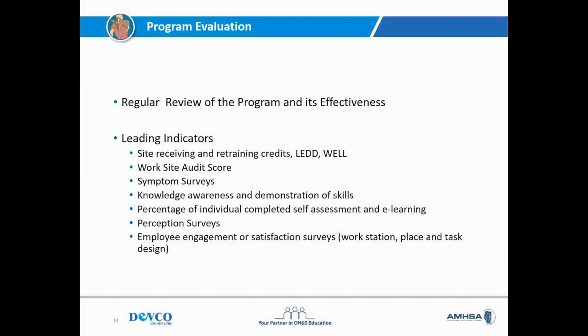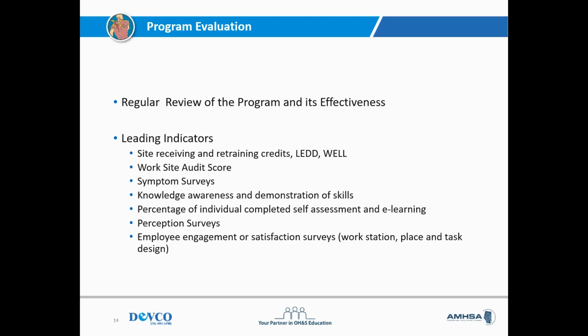So those are kind of the main elements that I would look for in a program. When we look at evaluating a program, there are different things we can look at that would be more leading indicators. So, things like getting credits for LEED or WELL. These are different classifications for buildings that have the possibility of getting an ergonomics credit.